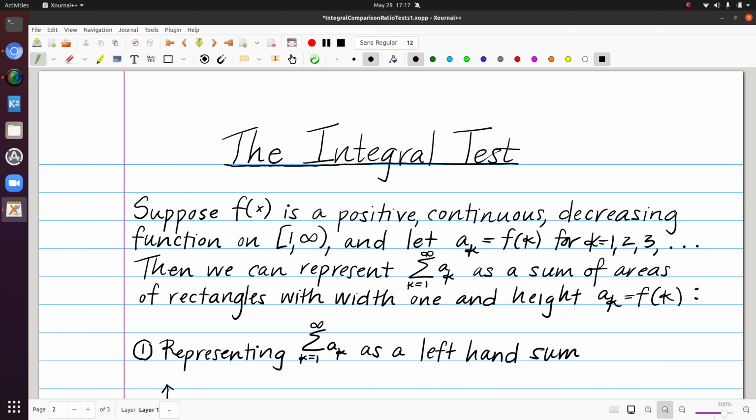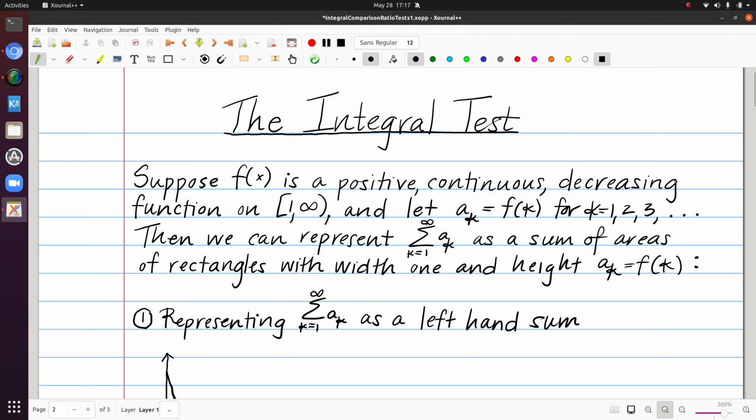Let's talk about the integral test for determining whether a series converges or diverges. So we're going to have some assumed conditions that hold true before we can use this test. First, we're going to suppose that we have a function f of x that's positive, continuous, and decreasing on the interval from 1 to infinity.